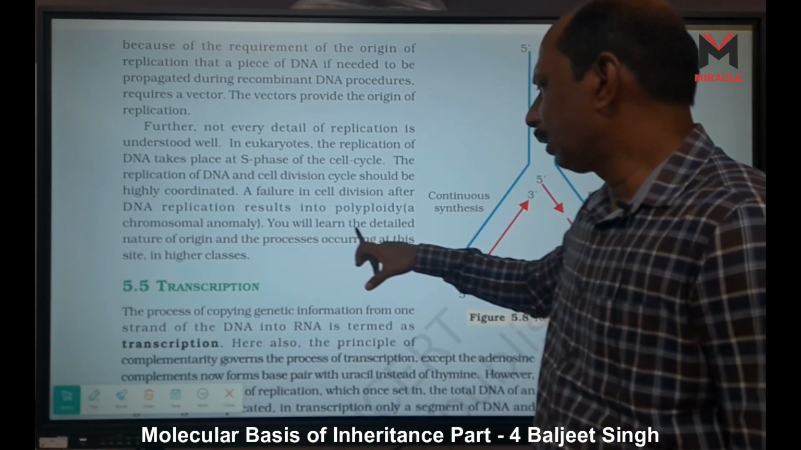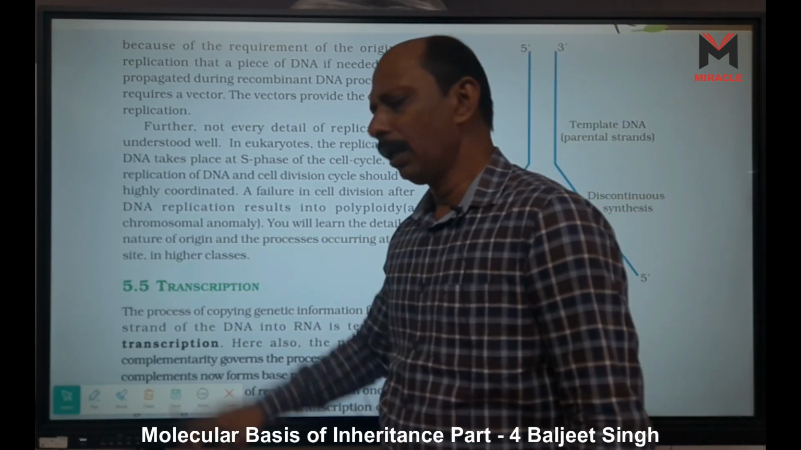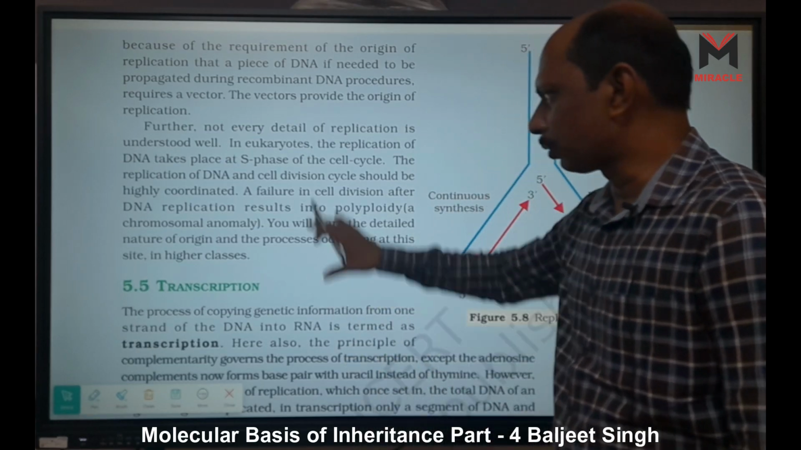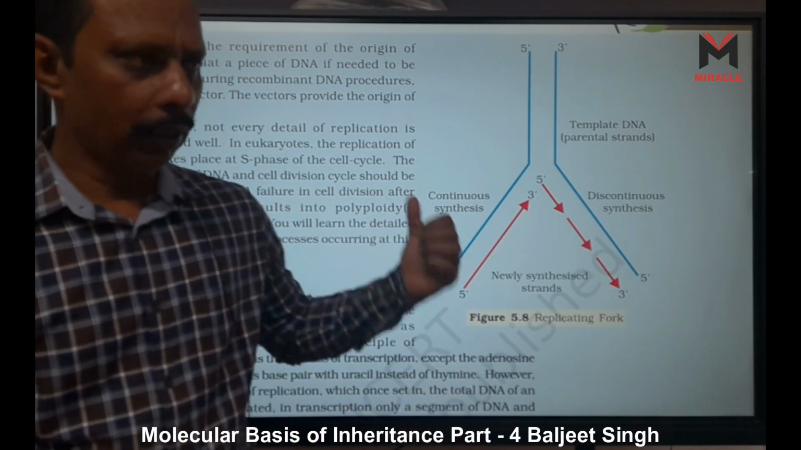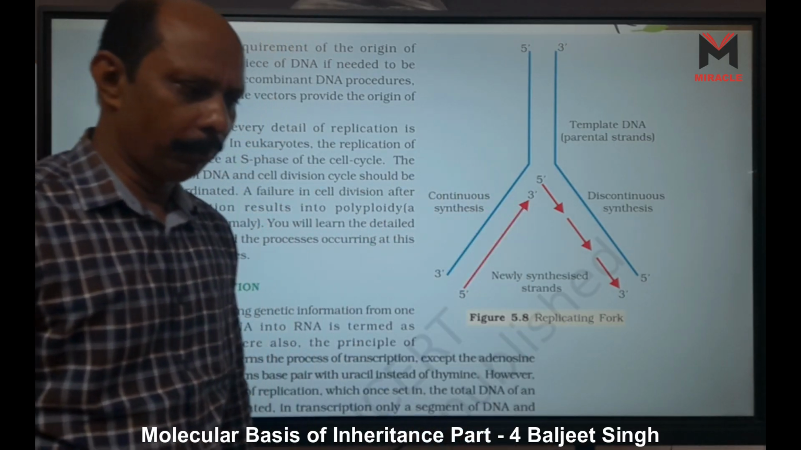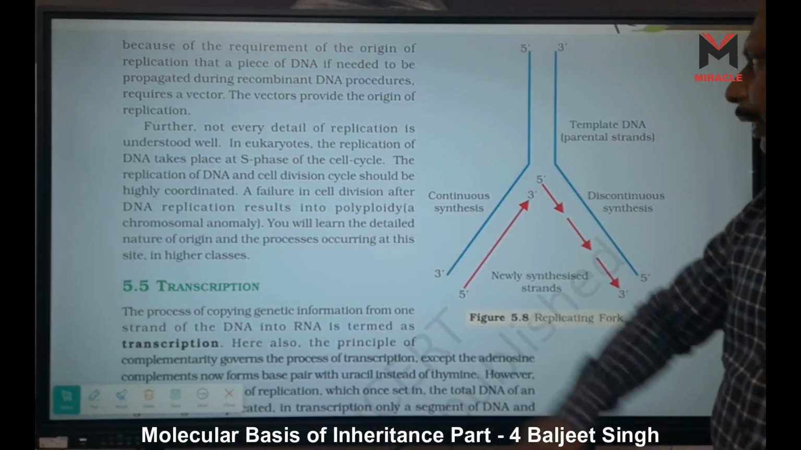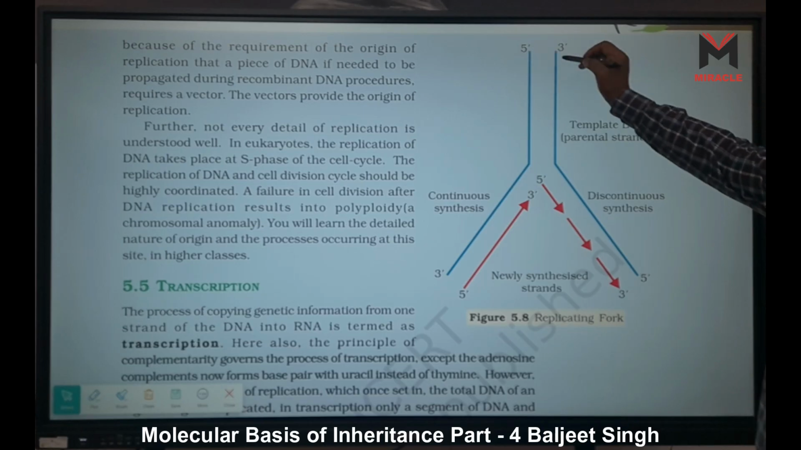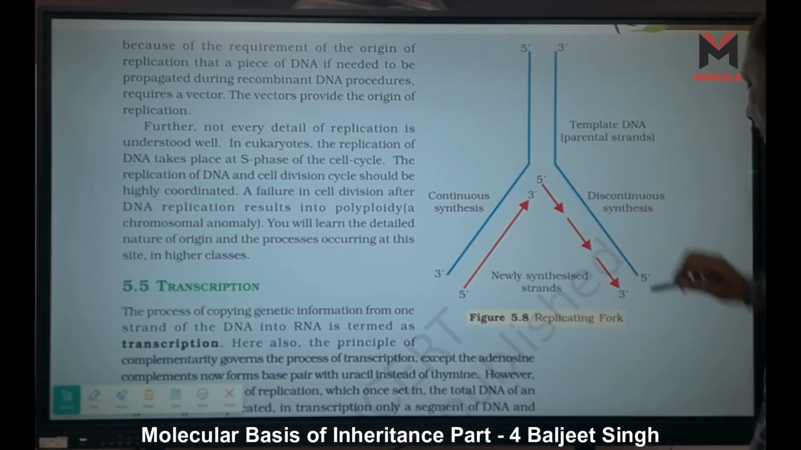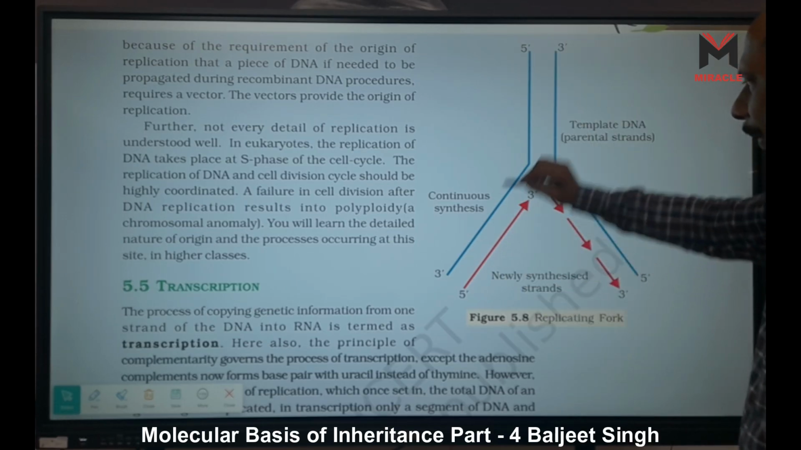You will learn the detailed nature of the origin and the process occurring at this site in higher classes. Also, some things we read in another chapter, in biotechnology. Okay, so do you understand how DNA replicates? The figure is given here. Both strands are antiparallel, 5' to 3' and 3' to 5'. Look at the 3' to 5' side.